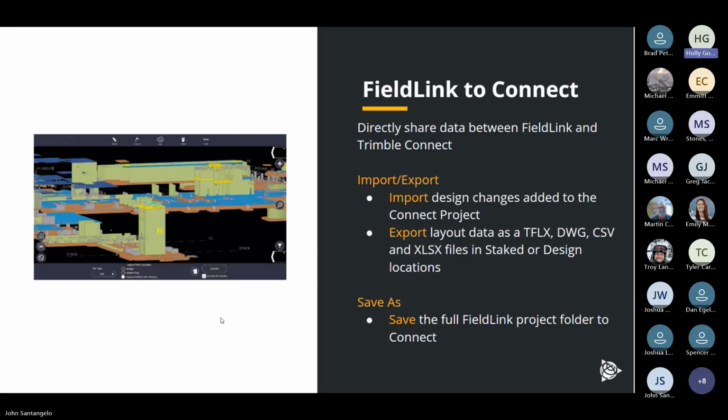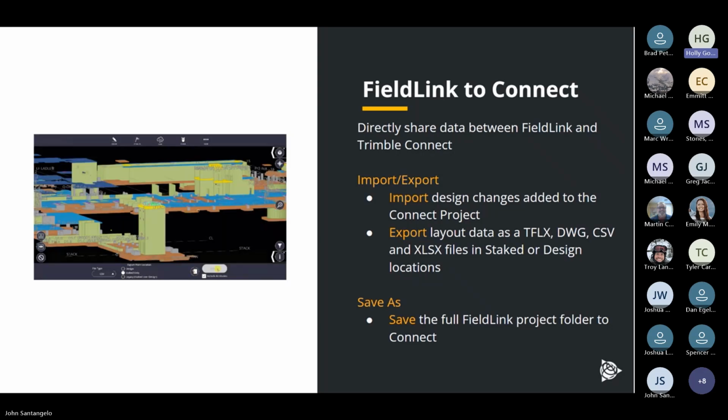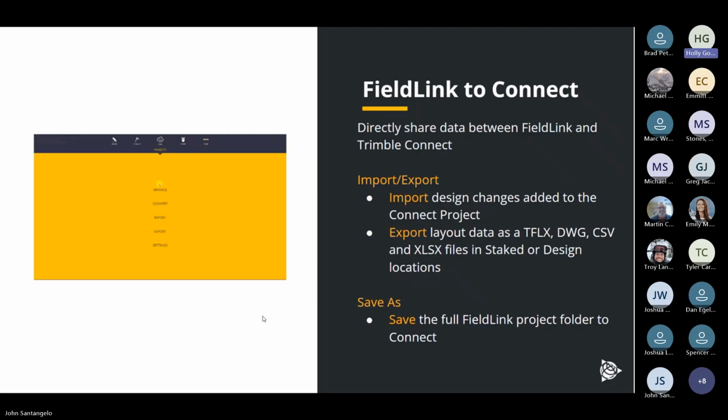And then that last area, the save as. If you have a FieldLink project that you want to save up to the cloud, you can easily do that with save as, and it saves all of the contents of the FieldLink folder to Trimble Connect. So that's kind of it for FieldLink. You can go to the next slide, please.